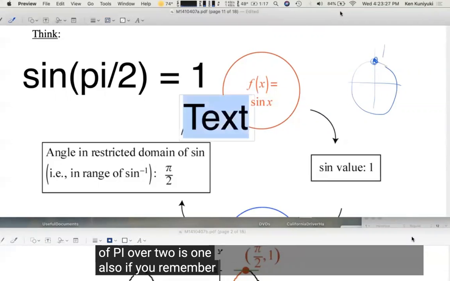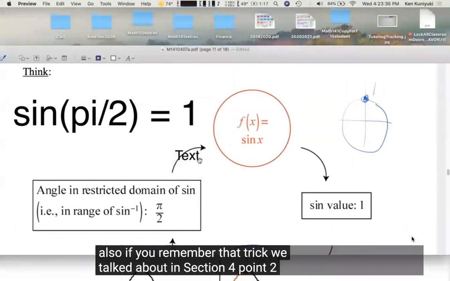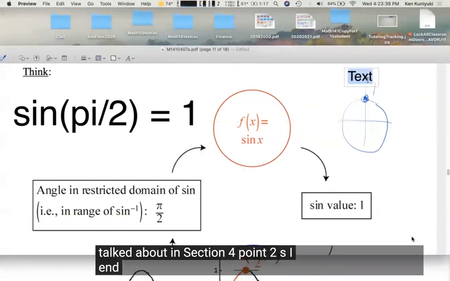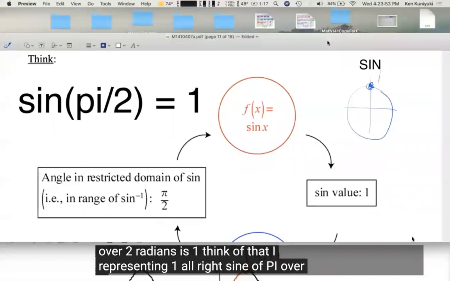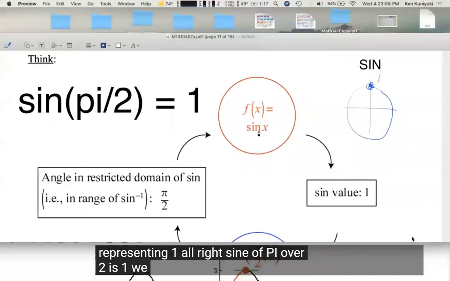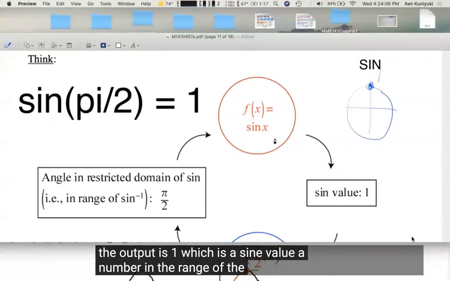Also, if you remember that trick we talked about in section 4.2, SIN. At pi over 2, the sine of pi over 2 radians is 1. Think of that I representing 1. All right, sine of pi over 2 is 1. We input pi over 2 into your calculator, you press the sine button, and the output is 1, which is a sine value, a number in the range of the sine function.